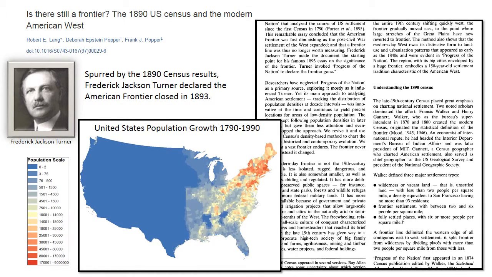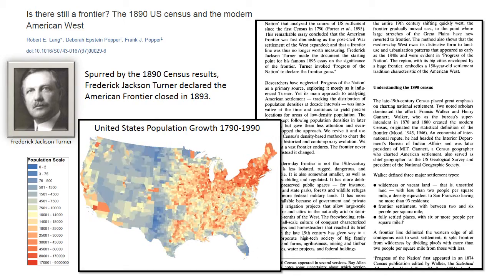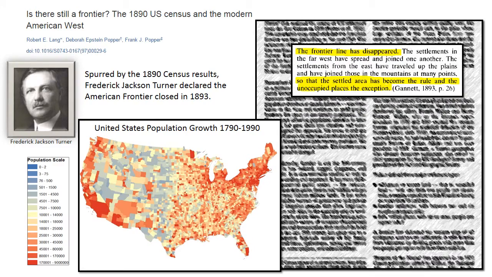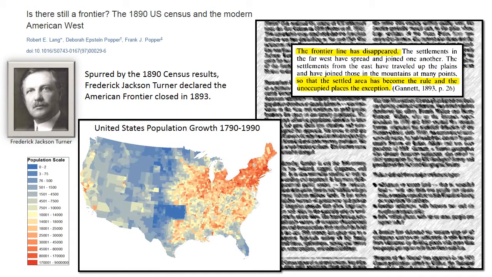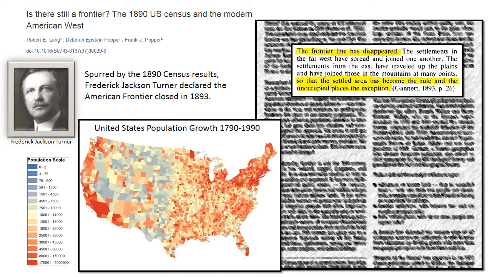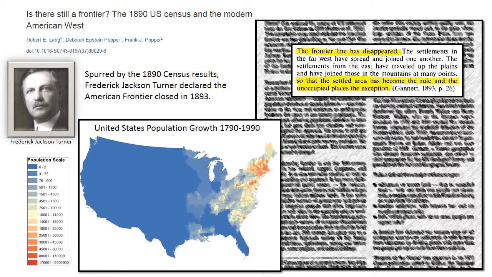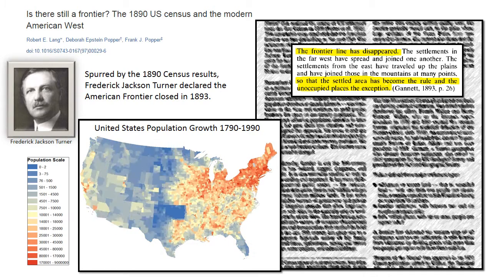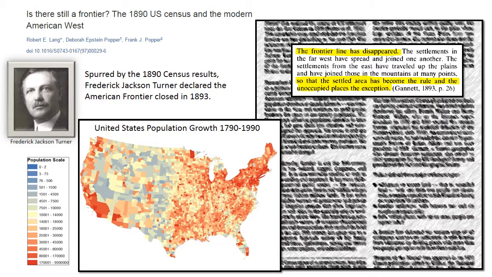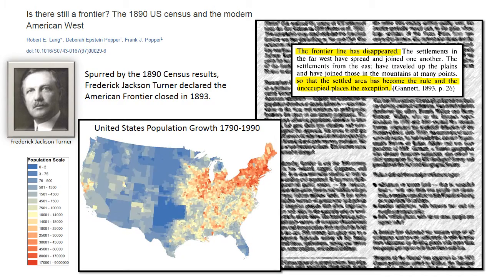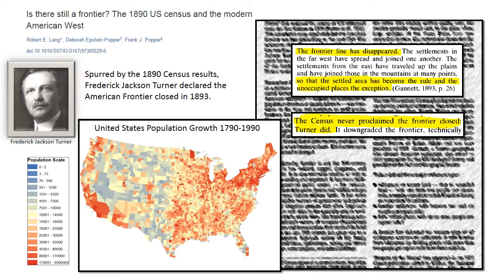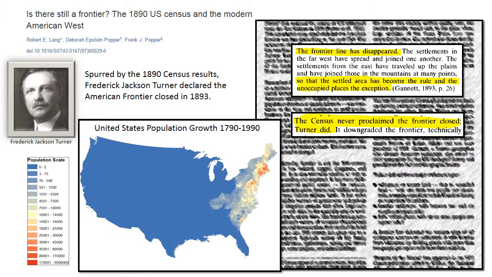The place to start is to look at how people have viewed the plains over time. In 1890, the U.S. Census said, in reference to the frontier, that the frontier line had disappeared, and that the settled area had become the rule and the unoccupied places the exception. Now, spurred by this 1890 census results, Frederick Jackson Turner famously declared the American frontier closed in 1893. But the census never really proclaimed the frontier closed, Turner did.